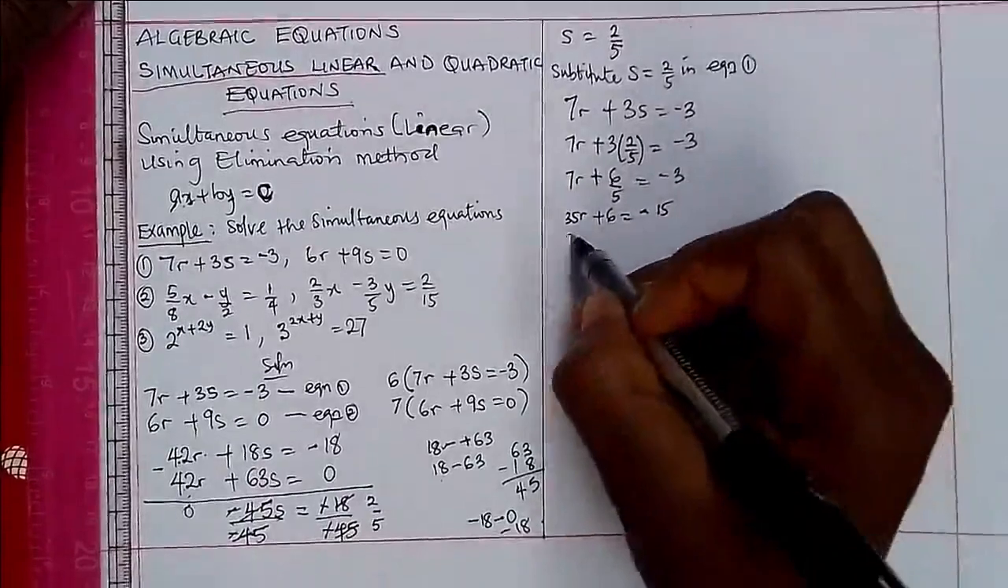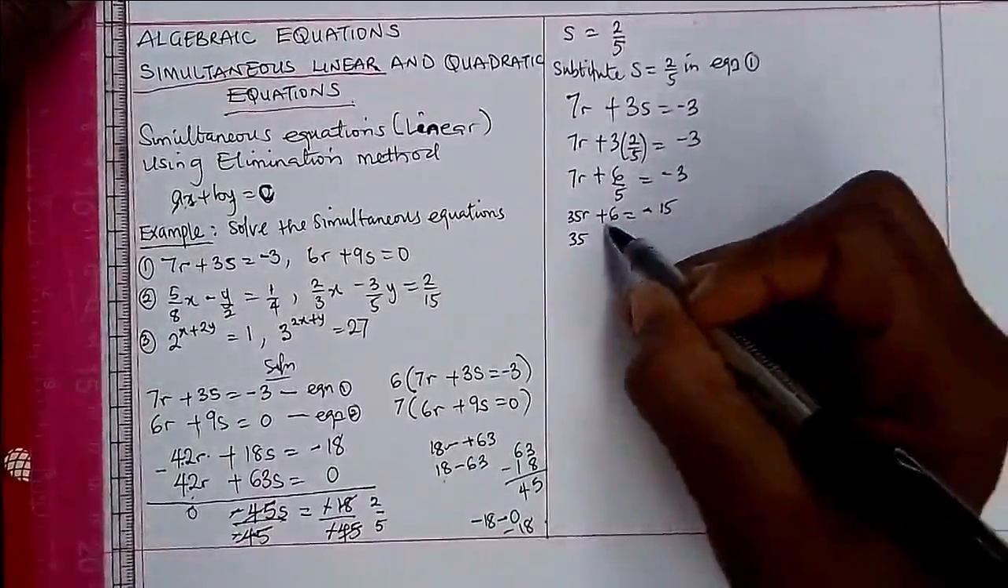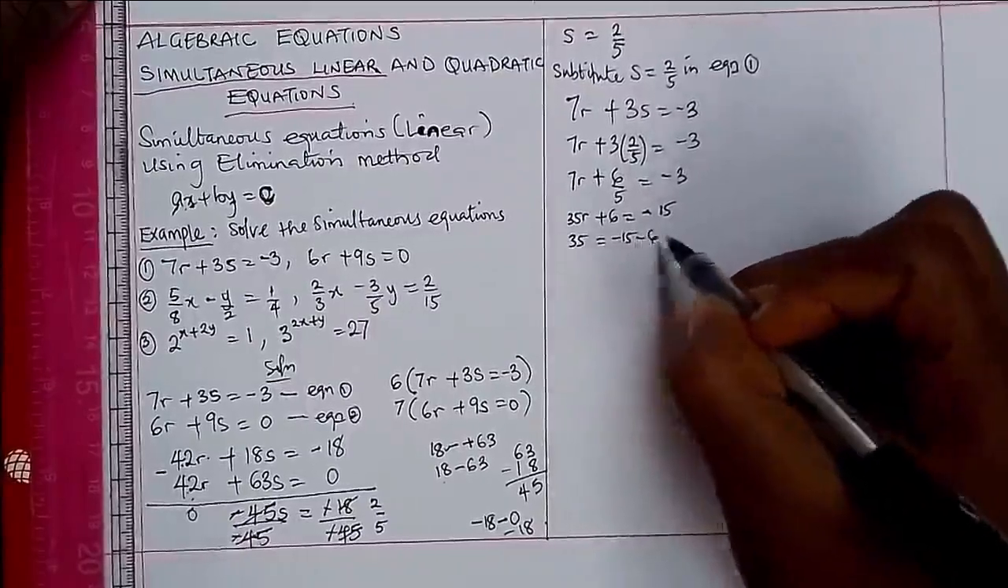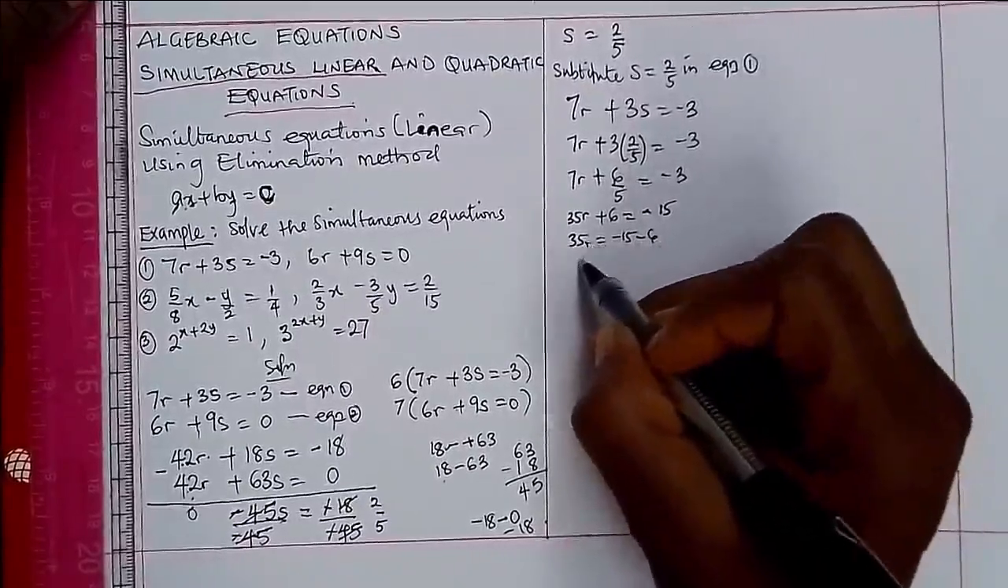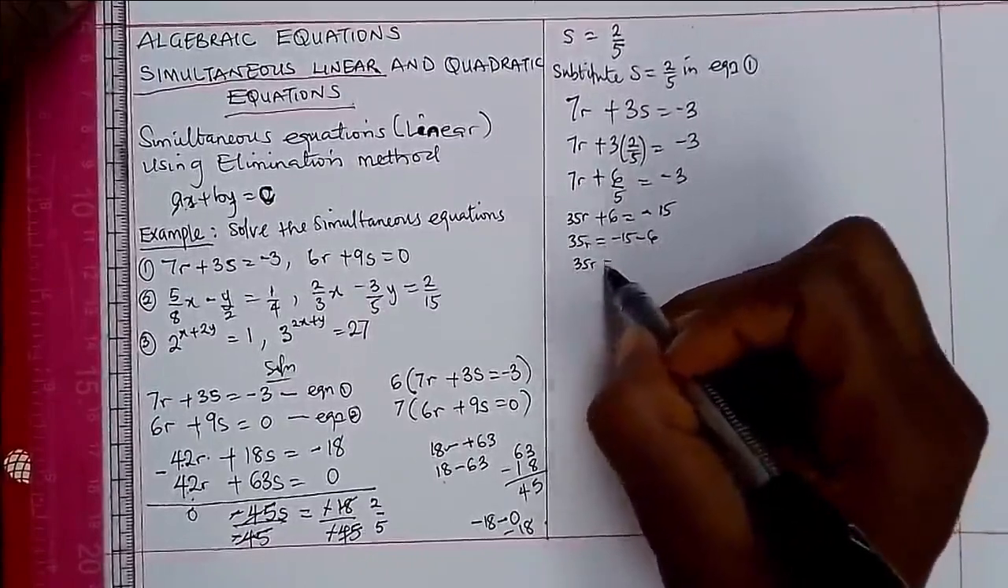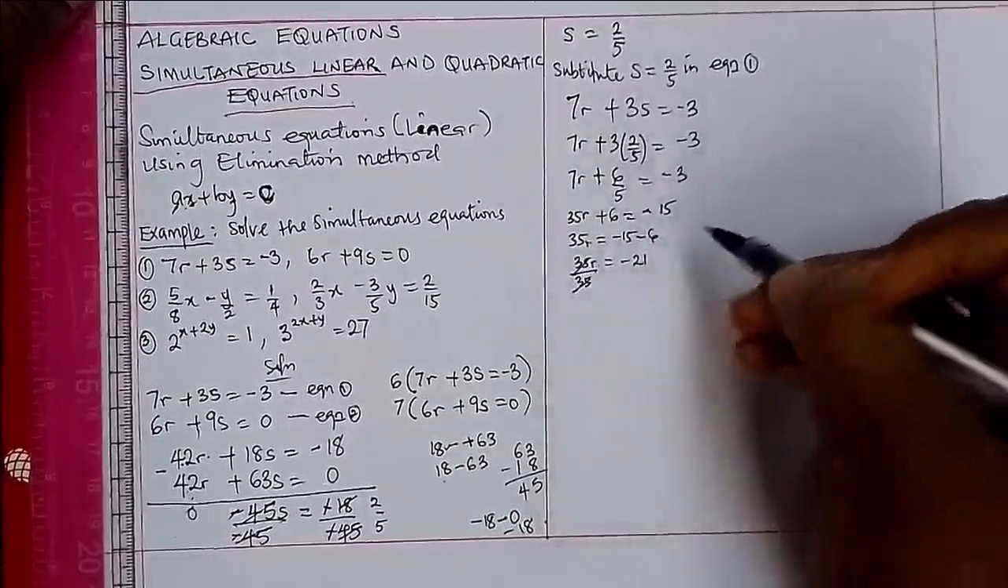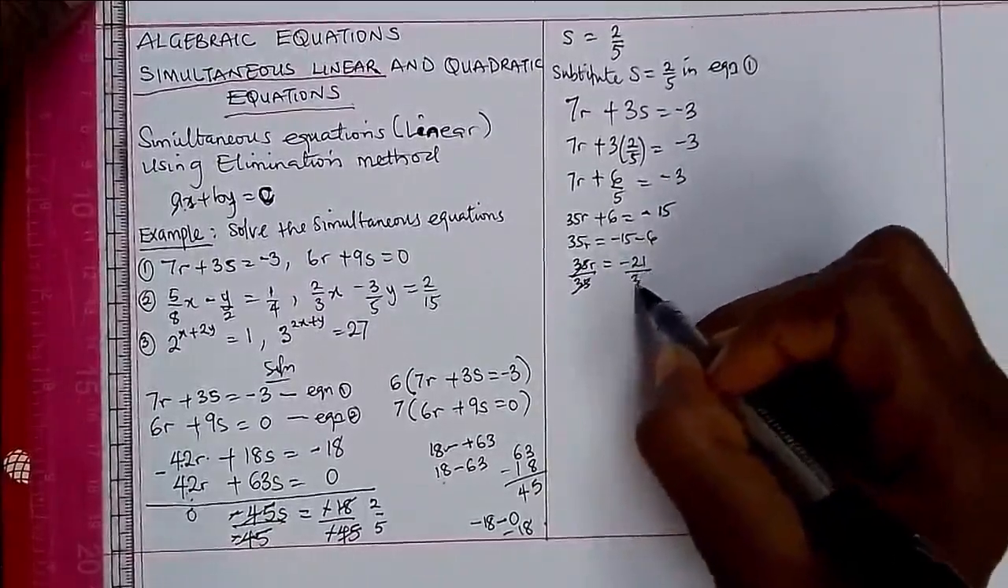So we have 35R, we move plus 6 over, it becomes minus 15 minus 6. So we have 35R to be equal to minus 21. Divide both sides by 35 so that we can make R the subject.